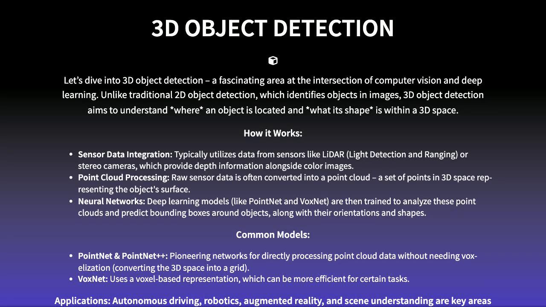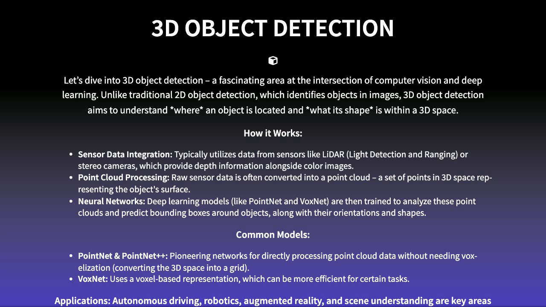Okay, let's talk about 3D object detection. It's a really cool advancement in computer vision. Basically, instead of just finding objects in an image like we do with regular object recognition, we want to know where they are and what their shape is in 3D space. This often involves using sensors like LiDAR or stereo cameras that give us depth information alongside the standard color images.